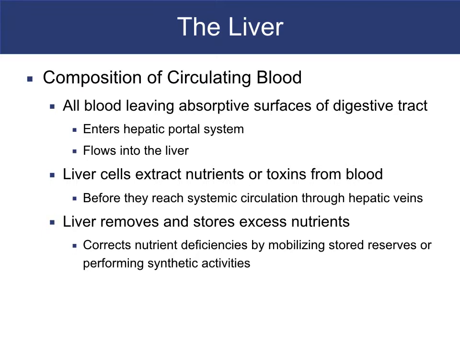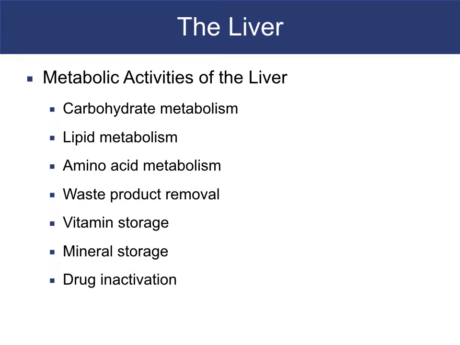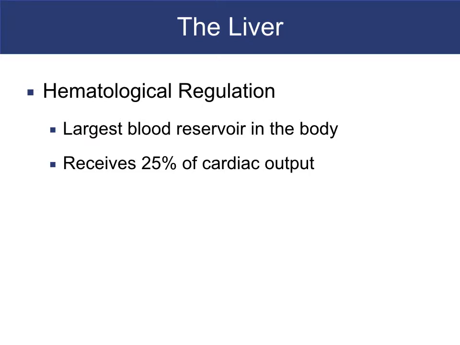It sort of selects what it wants out of the blood that's coming from your intestines and then makes it into whatever it wants to. So the liver plays a huge role in almost all of our chemical processes: making carbohydrates, lipids, amino acids, waste product removal, vitamin storage, mineral storage, drug inactivation. I think it's just clear to say that the liver is really a metabolic powerhouse for you and takes care of all those different things.